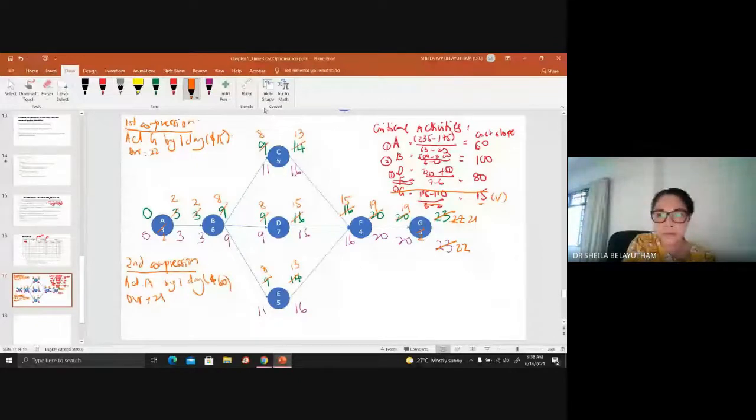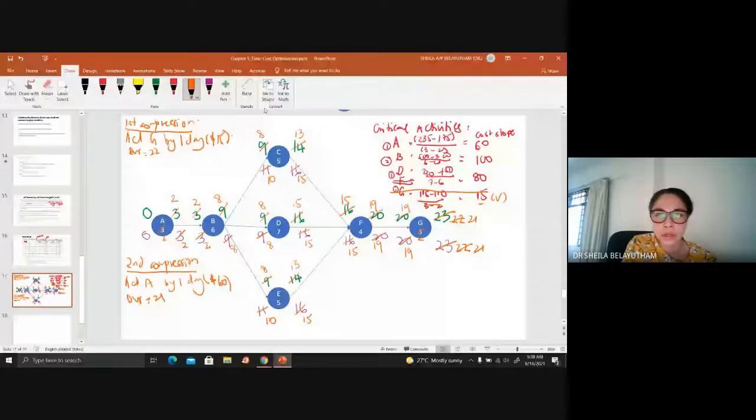Okay, so coming backwards, 21 minus 2, 19. Okay, so 19 minus 4, we have 15. So 15 minus 5, you get 10. So here 15 minus 7, you have 8. 15 minus 5, you have 10. Okay, so choose a smaller one. 8 minus 6, you have 2. So 2 minus 2, you have 0.